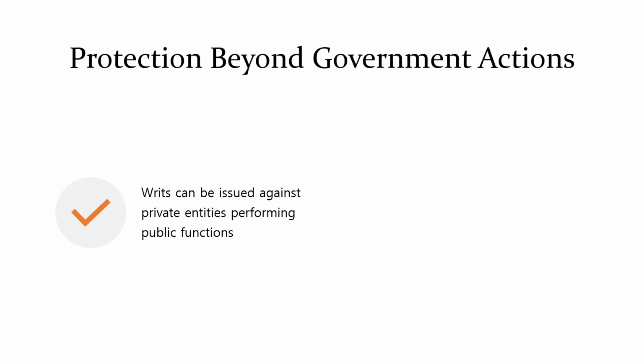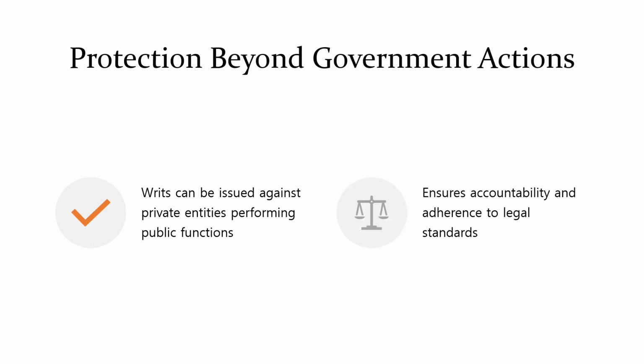Protection beyond government action. The scope of Article 226 extends beyond actions of the government. Writs can also be issued against private entities performing public functions such as universities, hospitals, or service providers. This ensures that even private bodies are held accountable for their actions and are subjected to the same standards of legality and fairness as government agencies.